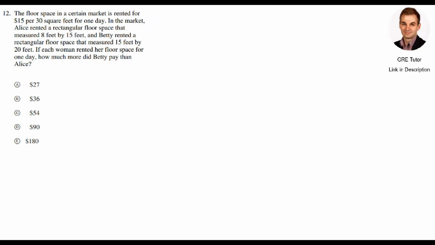Alright, so this problem says the floor space in a certain market is rented for $15 per square foot for 1 day. So we're looking at $15 per square foot. Alice rented a rectangular floor space that measured 8 feet by 15 feet.